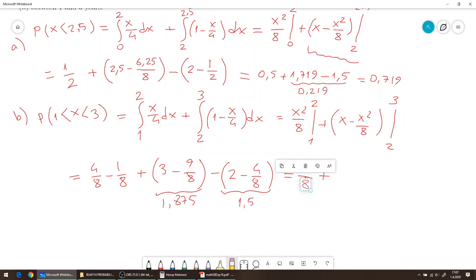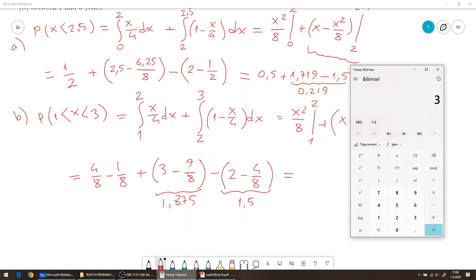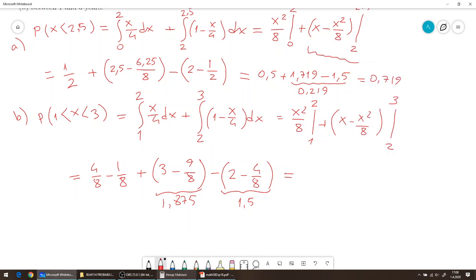Yes, let's screen this part. Yes, if we calculate it correctly, this is 0.75.